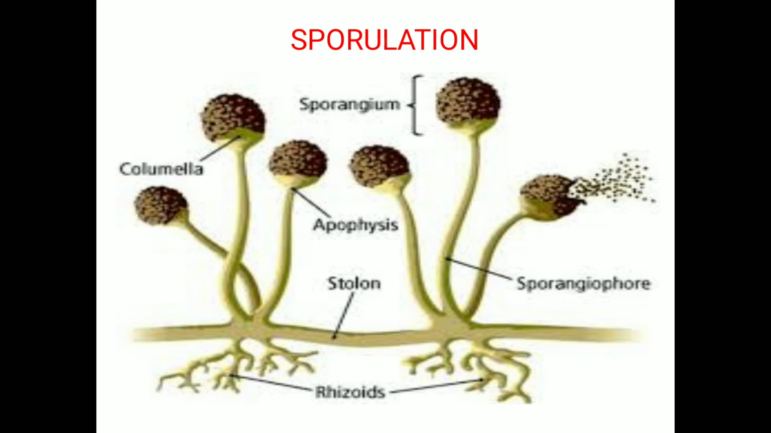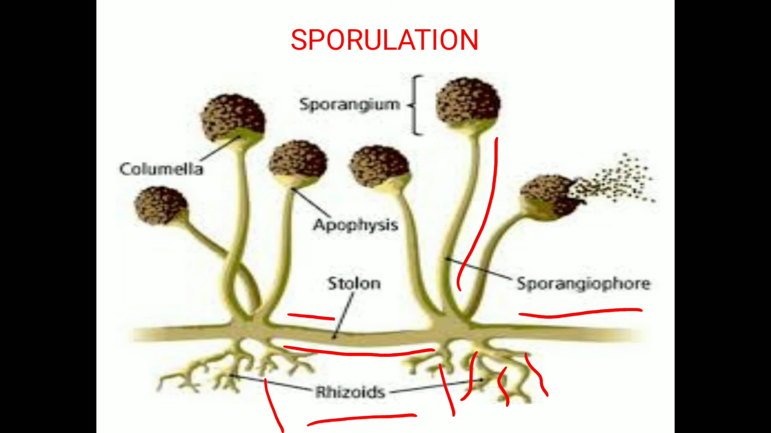As we know, the stem-like structure is called the sporangiophore. Then that root-like structure is called the rhizoids. When these two rhizoids are joined by a single hyphae, it is called a stolon. Hyphae is nothing but a piece of fungus.